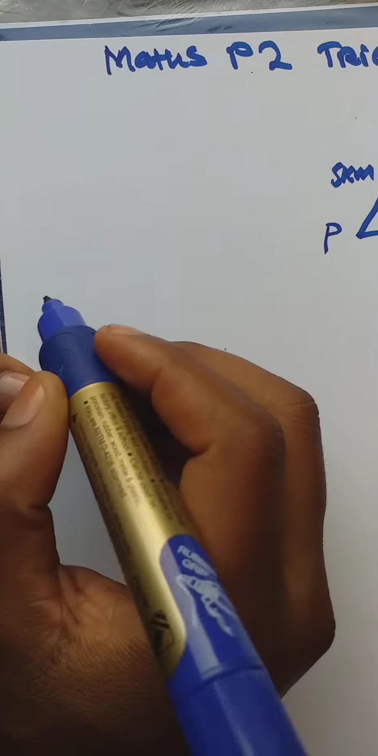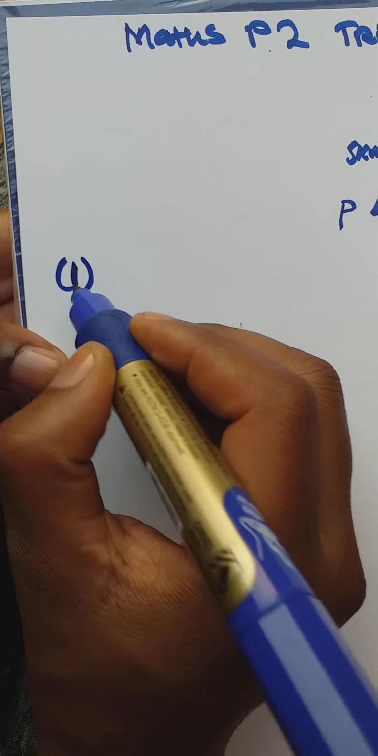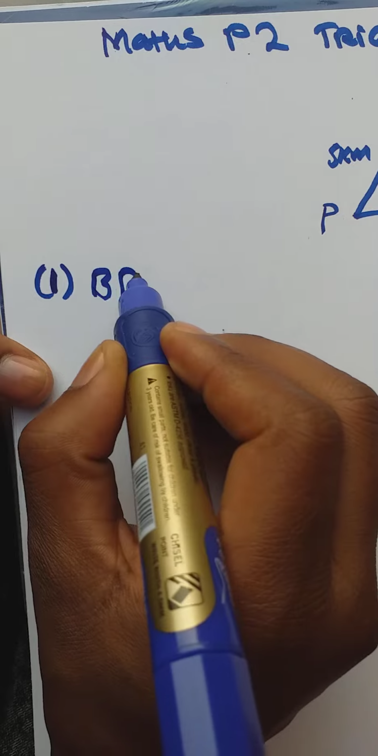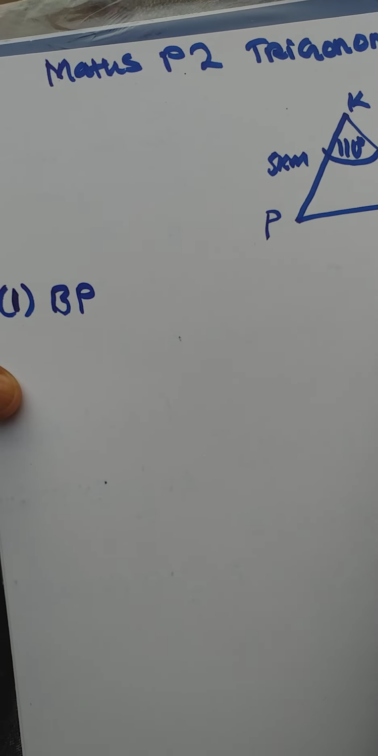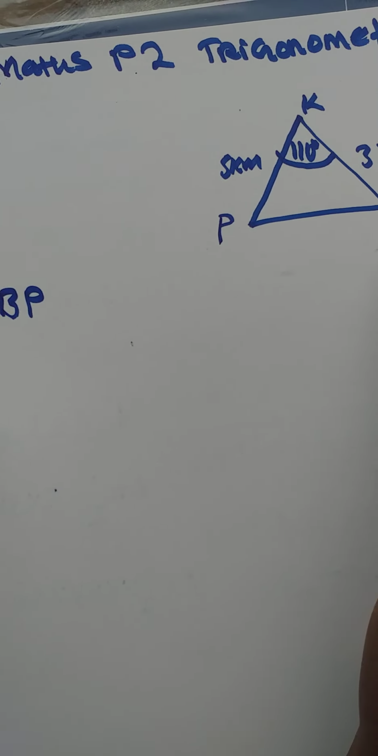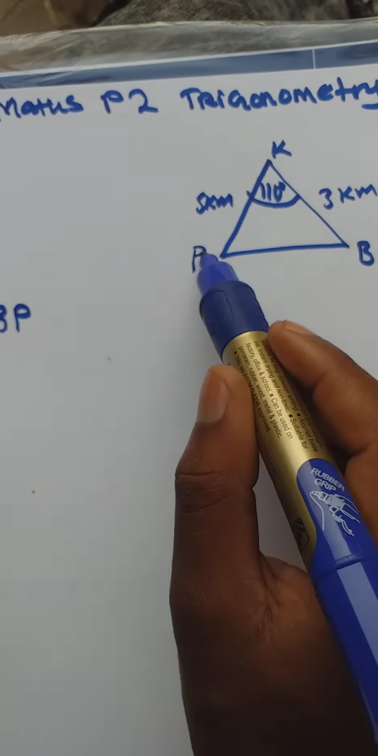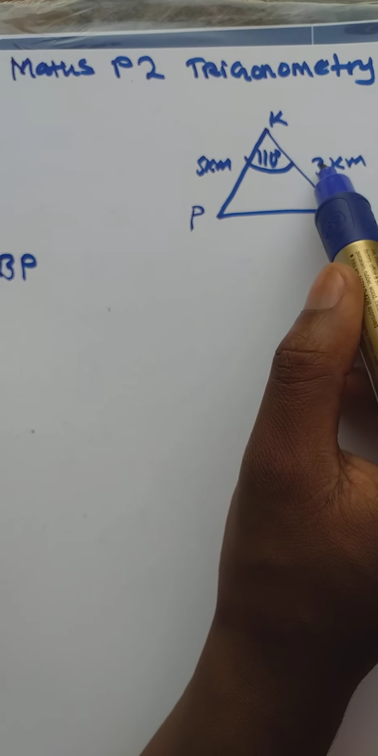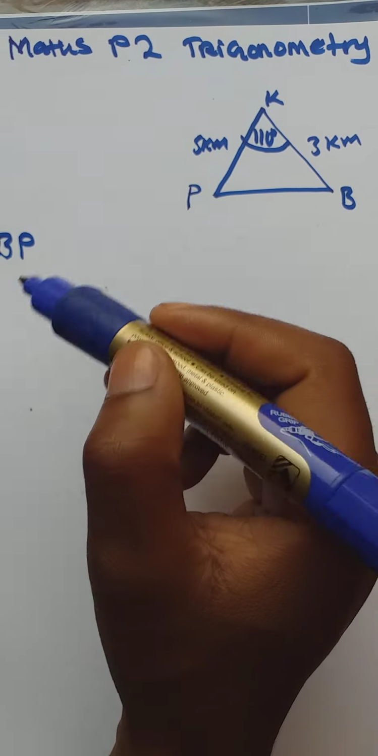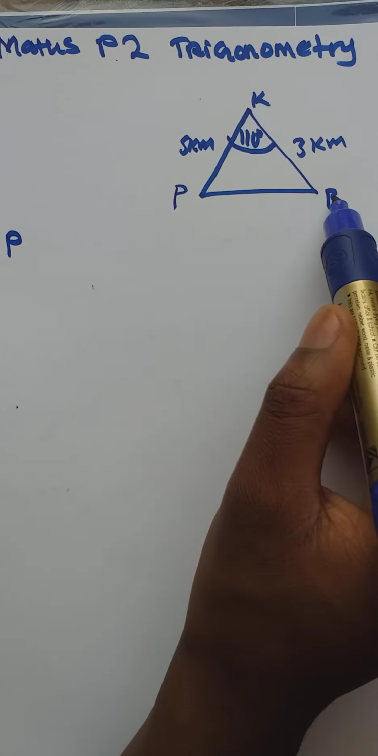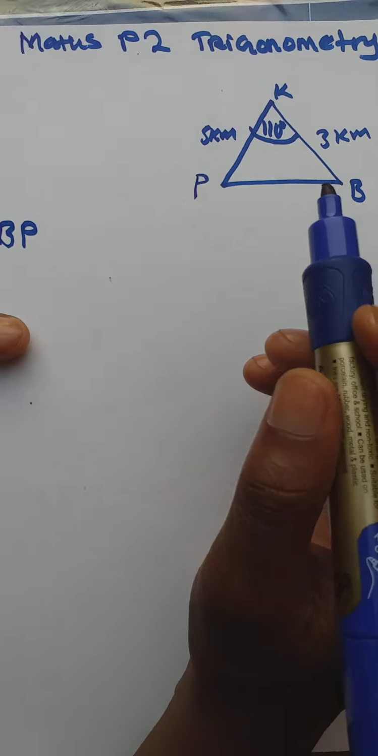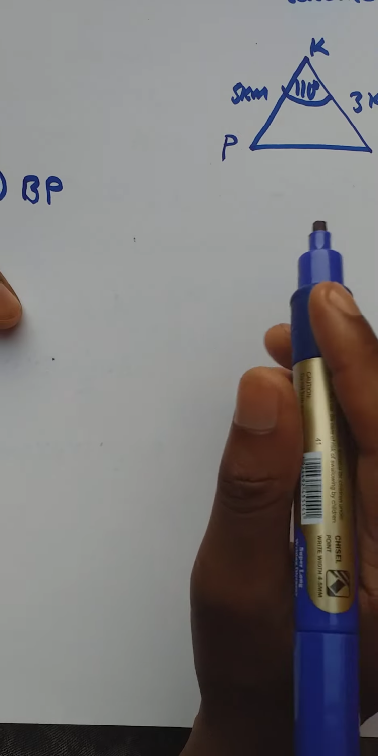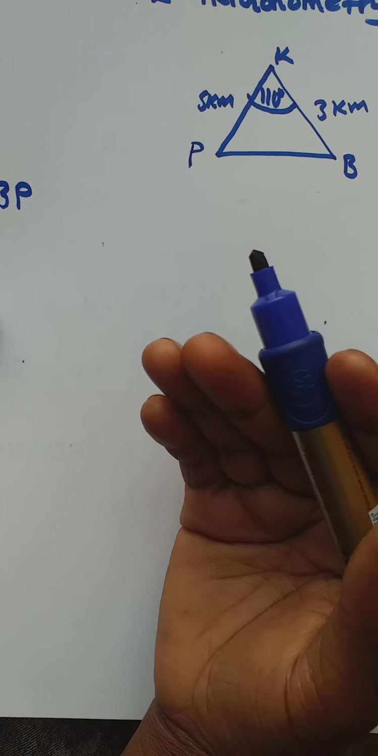For part 1, they want us to calculate the distance BP, the distance from B to P. They want us to calculate this distance here. So we have sketched the triangle. This is 3 kilometers, this is 5 kilometers, and they want us to calculate the distance from B to P. Since this is the cosine law, remember the cosine law has a, b, and c in the formula.